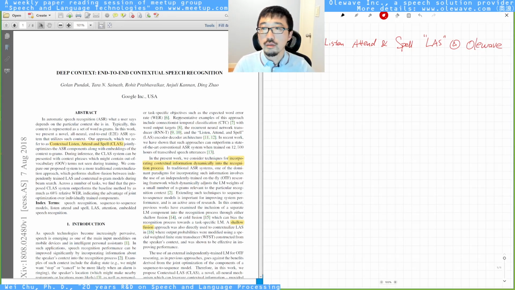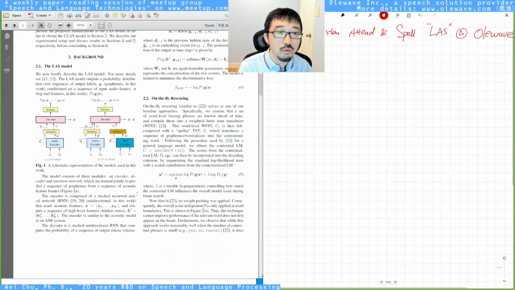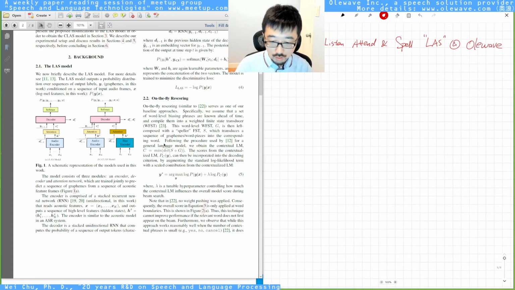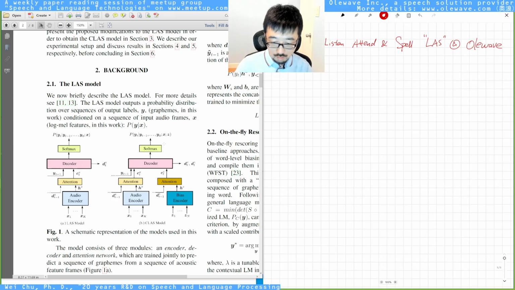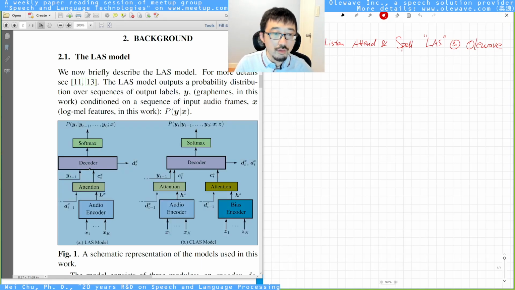The most significant contribution of this paper is that they are trying to incorporate contextual information dynamically into the recognition process. What does that mean? If you take a look at their proposed model over here, you can see in the left part of figure 1, it's pretty much the LAS, right?